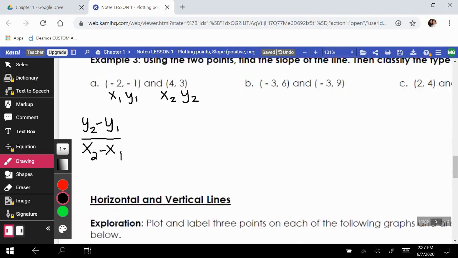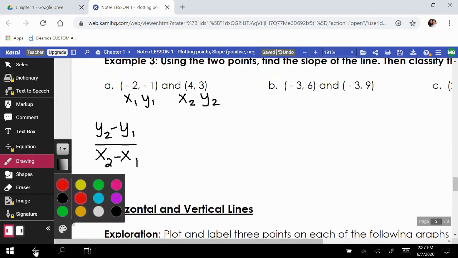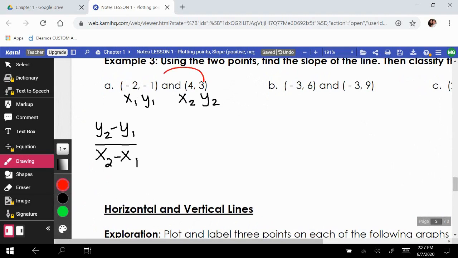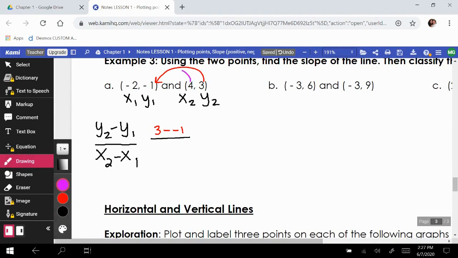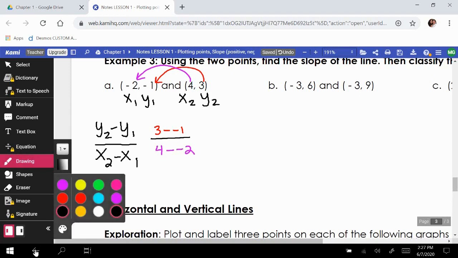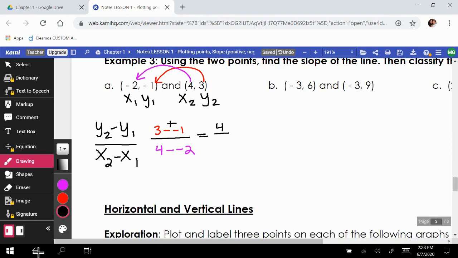I'll go ahead and zoom in. Start with y2 minus y1. That will be 3 minus a negative 1, over x2 minus x1, which is 4 minus a negative 2. Okay, simplify this. Remember, minus a negative really becomes a plus, so we'd have 3 plus 1, which is 4. And 4 minus a negative 2 becomes a plus, 4 plus 2 is 6.